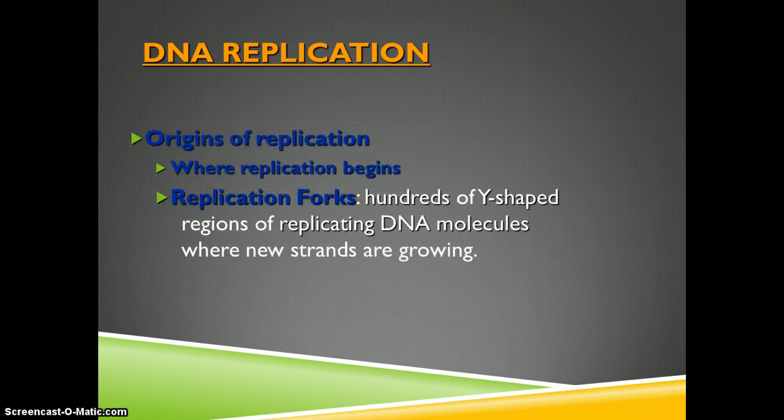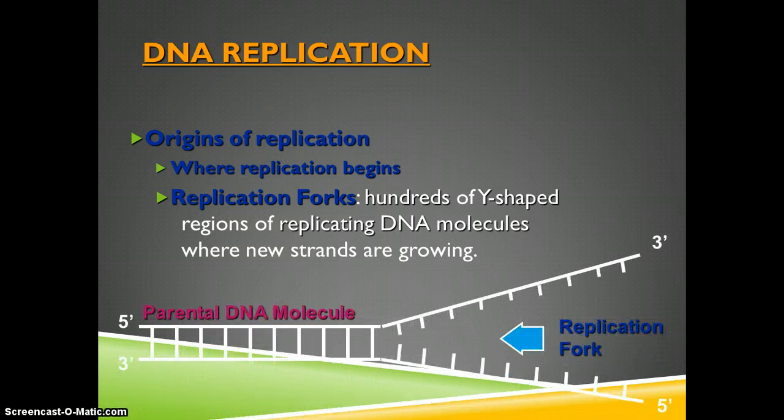Replication on a DNA molecule begins at places called origins of replication. These can take one of two forms. They might look like forks. Replication forks are Y-shaped structures where DNA separates its two strands and adds new bases to the original parent strands.